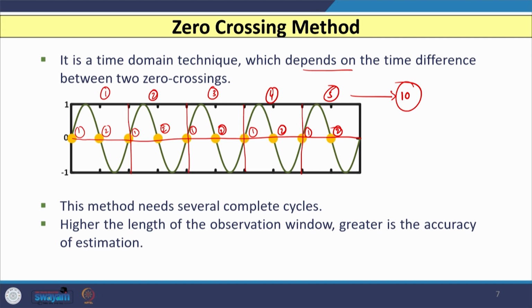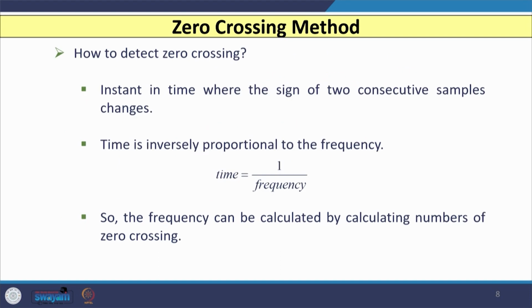If we have only one cycle, then it would not be possible to estimate the frequency using the zero crossing method. The higher the length of the observation window, or the higher the number of cycles available, the better the accuracy of the estimation of frequency. Now, let us see how to detect the frequency in the zero crossing method.